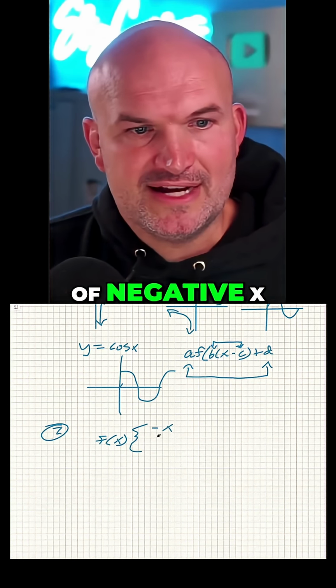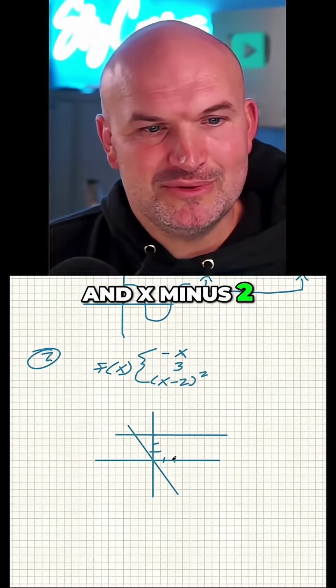And I would expect, based on what I just taught, that you could graph all three of these. Now, if I was to graph all three of these on the same axis, there would be the negative x. 3 would look something like here. Don't worry about my scale. And then x minus 2 shifted 2 units to the right. So 1, 2, 3. There you go. And (x - 2)² would look something like this.